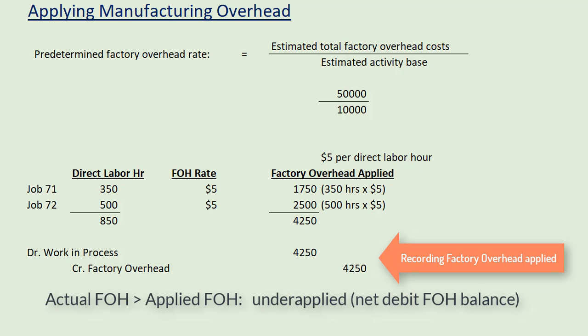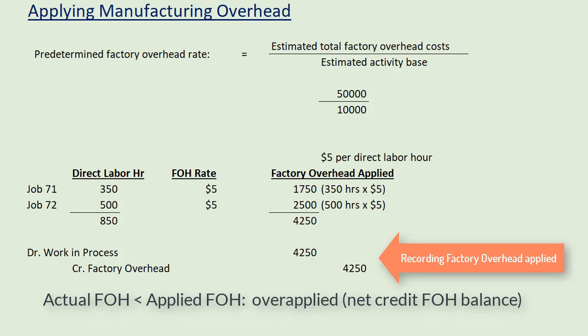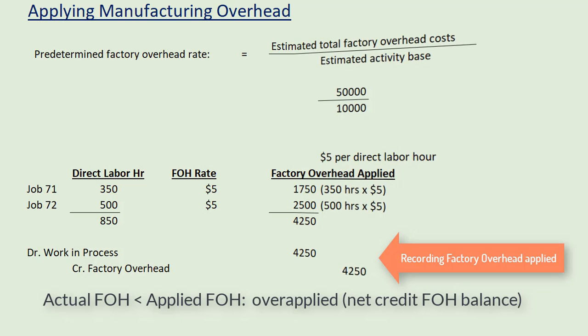And a net debit balance means that overhead was under applied. A net credit balance means overhead was over applied. If the balance of factory overhead, either under-applied or over-applied, becomes large, the balance and related overhead rate should be investigated.